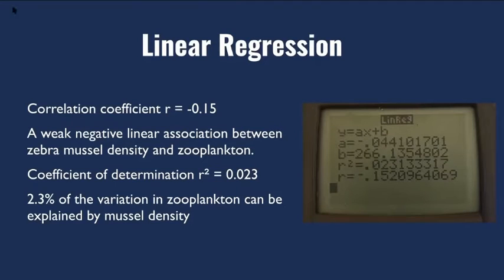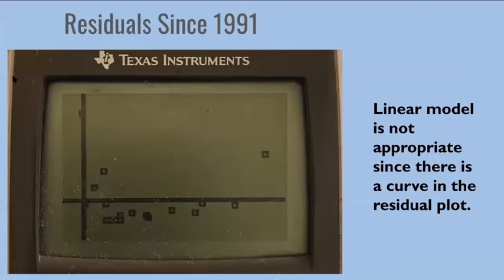Doing our calculation, we find that the correlation coefficient is equal to negative 0.15. This is a weak negative linear association between zebra mussel density and zooplankton. The coefficient of determination is 0.023, which means 2.3% of the variation in zooplankton can be explained by mussel density.